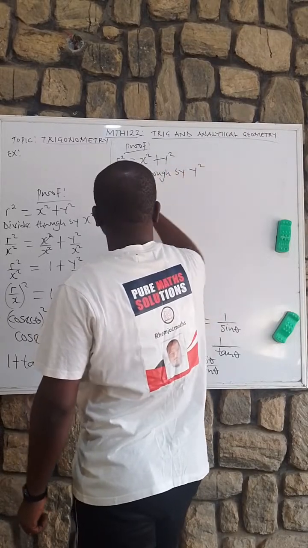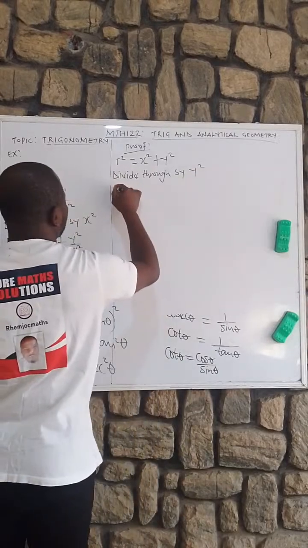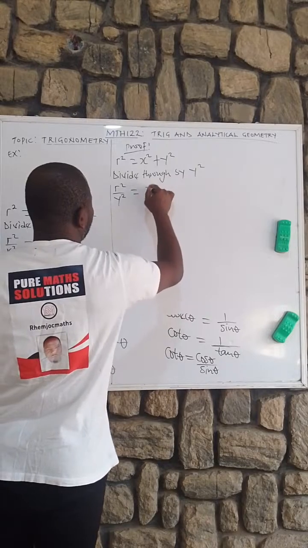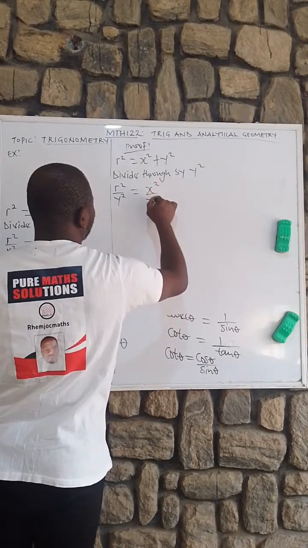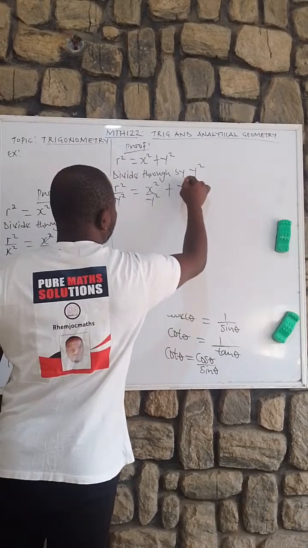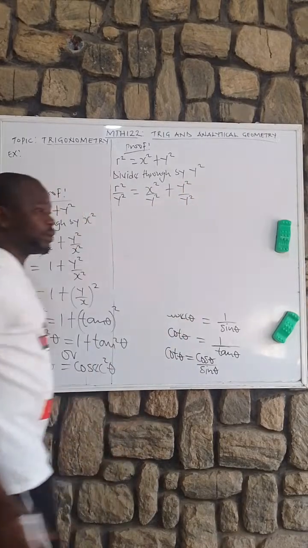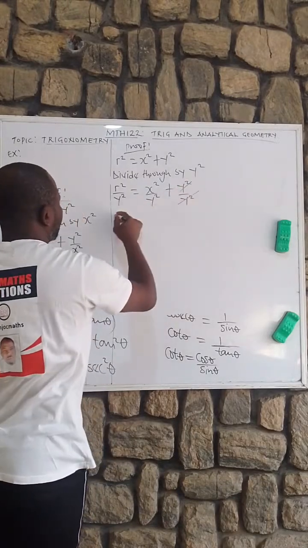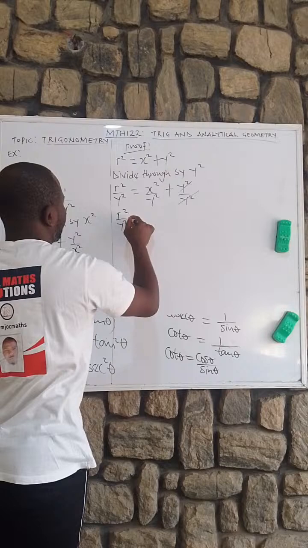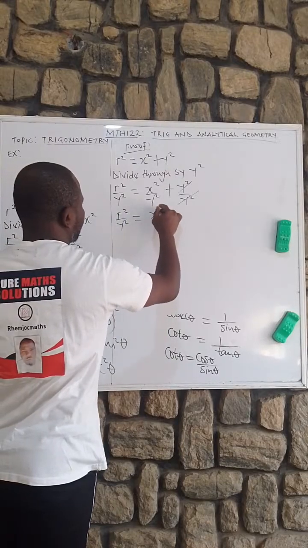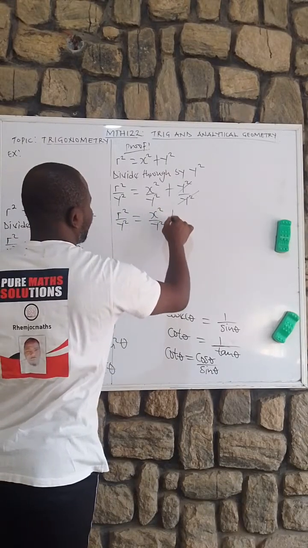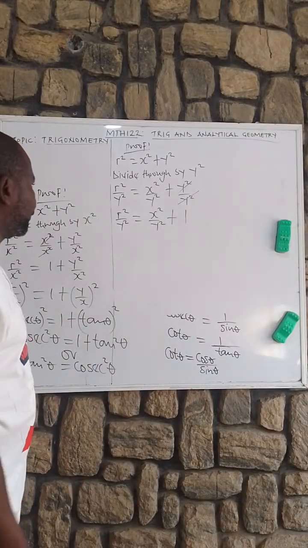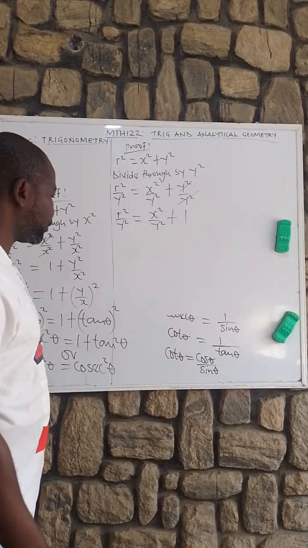y square. So here will now be r square all over y square, which is equals to x square all over y square plus y squared all over y squared. True or false? It's true, right? So this cancel. Give us r squared all over y squared equals to x squared all over y squared plus 1.